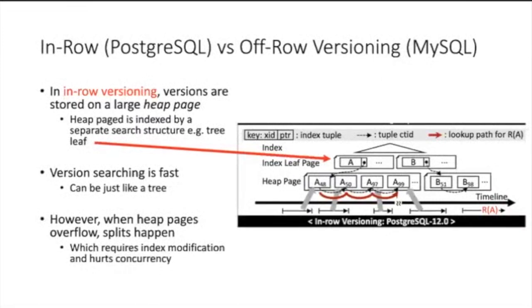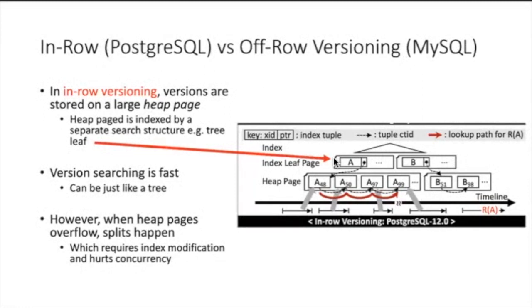So 2 methods for this, at least in the database world, are in-row and off-row versioning. PostgreSQL uses in-row and MySQL uses off-row, at least when this paper was written. So in this in-row versioning scheme, versions are stored in just a large page called a heap page or heap file. And this heap page or this heap file is indexed by, for example, something like a B tree in memory.